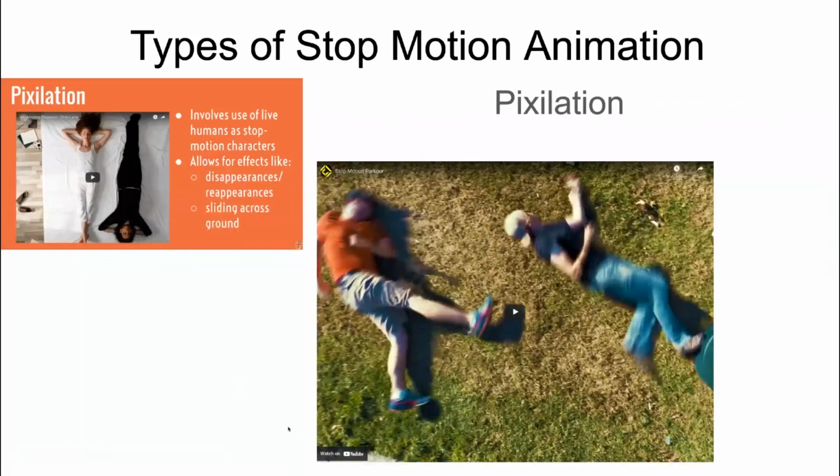Pixelation is another form of stop motion animation. In this case, the characters are actually humans, and you can see this one's a little more complicated because of where you'd have to have the camera, but it gives you a good idea of how this works.